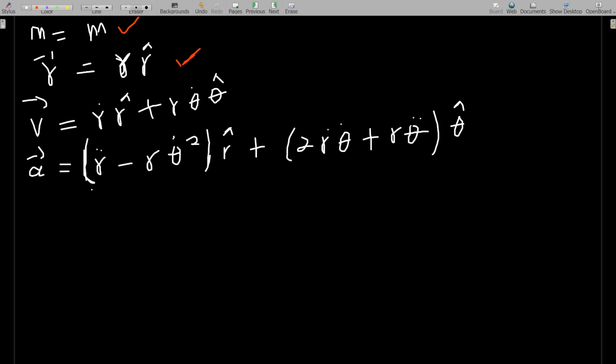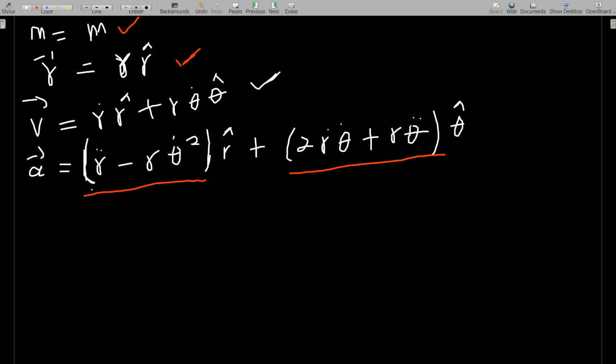Then velocity is also given as this. Now these ones are very important. The velocity is r dot r cap plus r theta dot theta cap. The dot at the top there is very important. And the second one is this one, that is the acceleration.